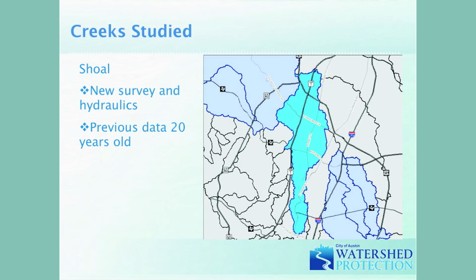Shoal Creek starts north up at Mopac and 183, comes all the way through downtown, and outfalls into Lady Bird Lake. Shoal has been studied. We did a portion of the study about 5 to 7 years ago, but we needed new survey and new hydraulics that were, in cases, 20 years old. Again, Shoal, obviously this is one that's fully developed. A lot of development is already there. A lot of redevelopment happening, though, which is why we want new floodplain information to use with that development.